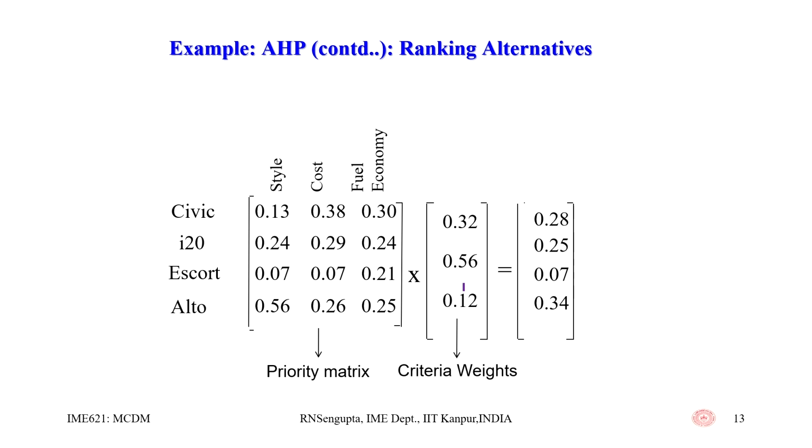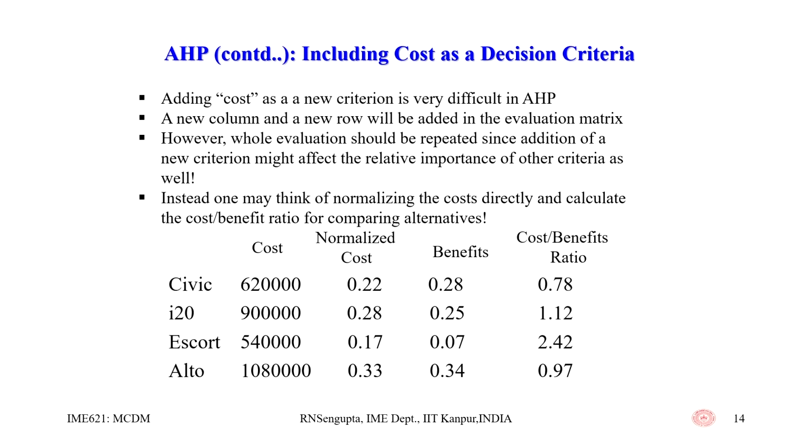Once I have that ranking, I basically find out, and now the matrix which I have is the alternatives along the rows and the criteria along the columns. Now, this is the final decision we are going to make. So, this is the priority matrix, the criteria weights have already been found for the 3 levels, 0.32, 0.56, 0.12, and based on that we have the overall scores as 0.28, 0.25, 0.07 and 0.34.